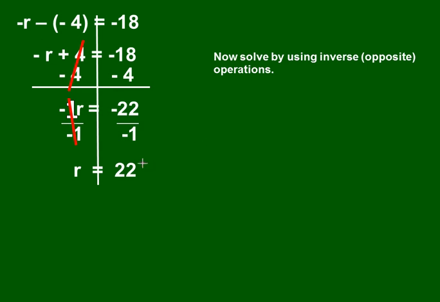Put it in the original equation. I'm going to take this 22 and replace r with it right here. Keep the negative. Negative is in front of r, and instead of r, I'll put 22 minus a negative 4. And you can place this whole expression in your calculator, and when you do, you should get negative 18 on the left side, which equals negative 18 on the right side. This tells me that when I solve for r, I solve correctly.